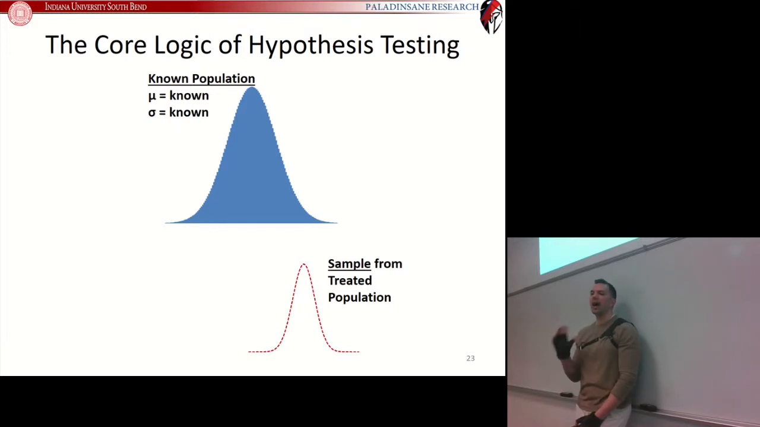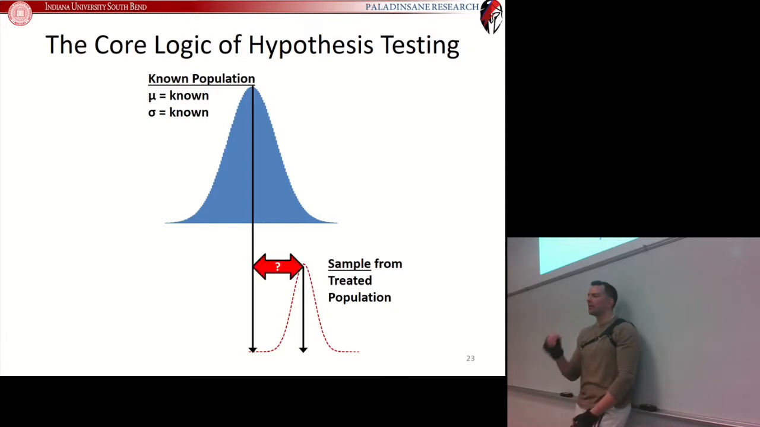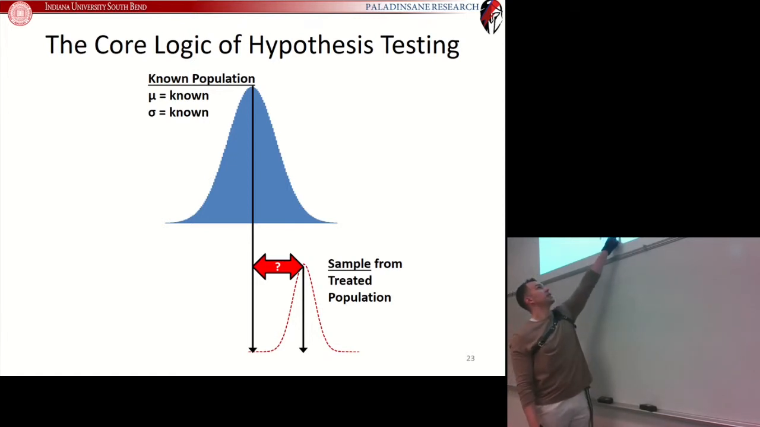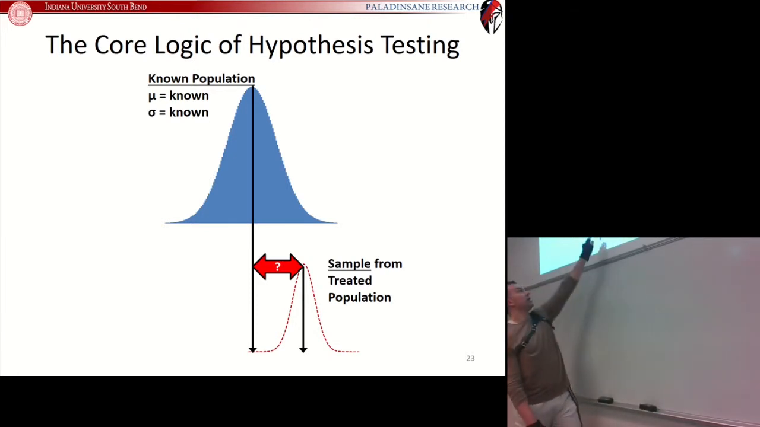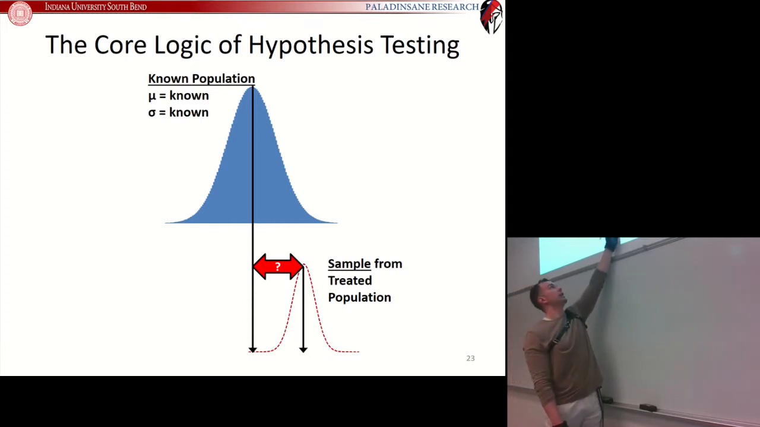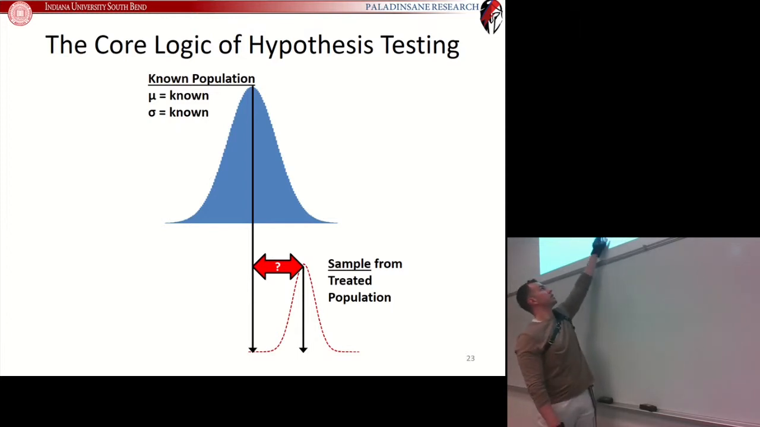Because regardless of how different this treated sample is from the known population mean, there's always two possibilities. One is that the difference is due to your treatment. You took a normal sample that was over here, and your treatment actually moved it to where it is right now. So your treatment did something. Your treatment is effective. It took a sample that used to be here, and it moved it over here.